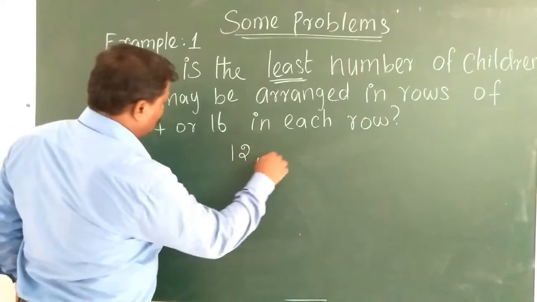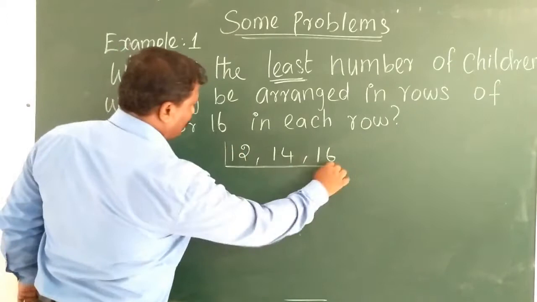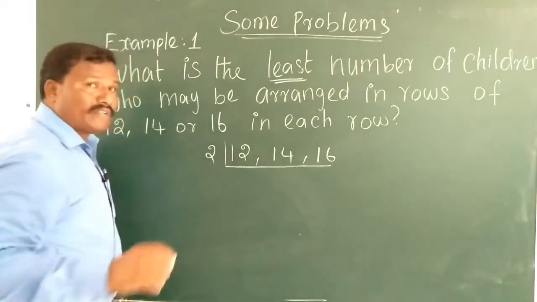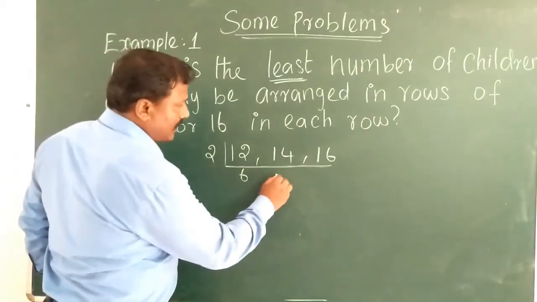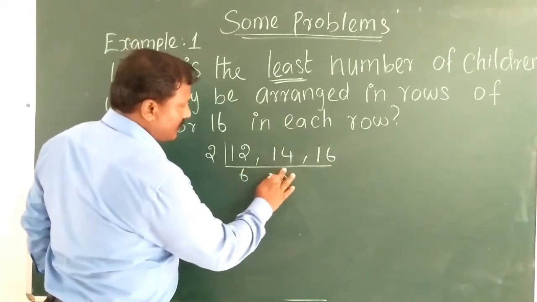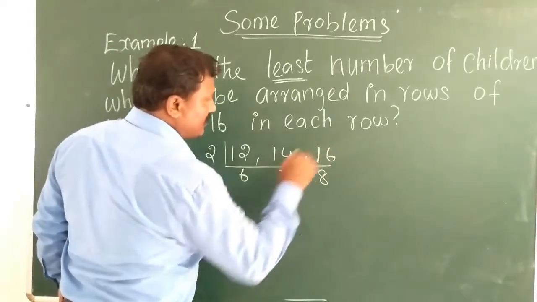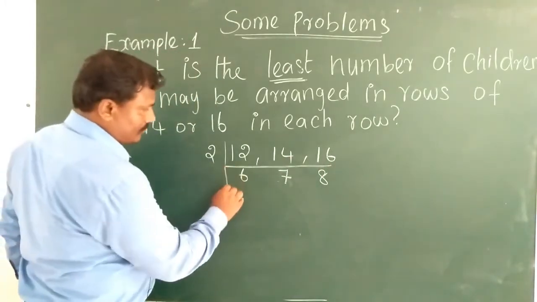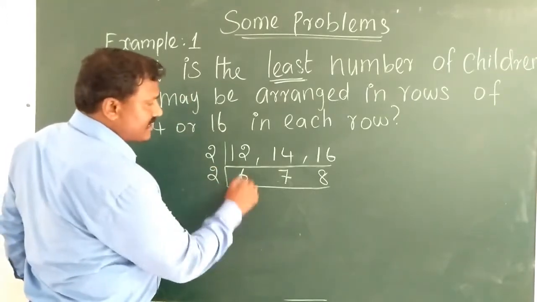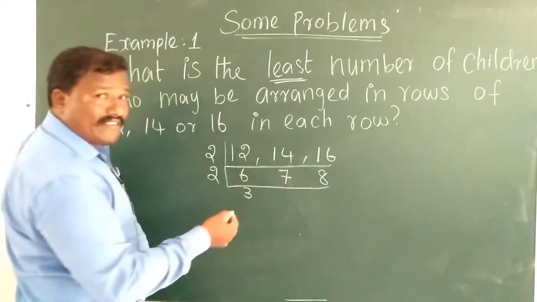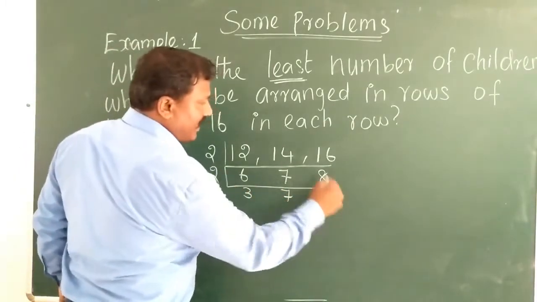So 12, 14, 16. First let me try to divide by 2. 6 2s are 12, 7 2s are 14, 8 2s are 16. Let me try to divide by 2 again. 3 2s are 6, but we can't divide 7, so we take it as it is, 7. 4 2s are 8.